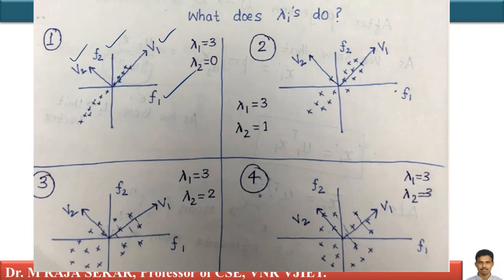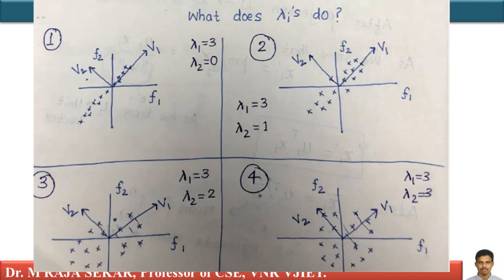In case 2, I have got some spread. Lambda 1 equals 3, but lambda 2 equals 1, which means I have some spread in the direction of v2 also. In the next case, you have more spread, and considerable spread along v2. Here you have equal spread along v1 and v2. We will try to understand all these with simple numerical calculations. Let me explain case by case.